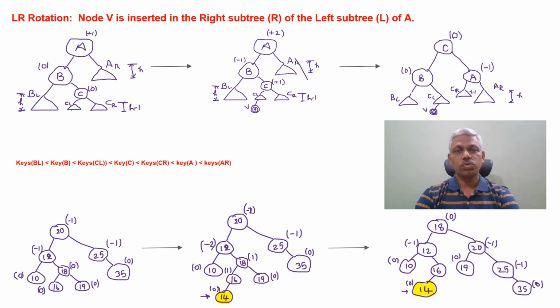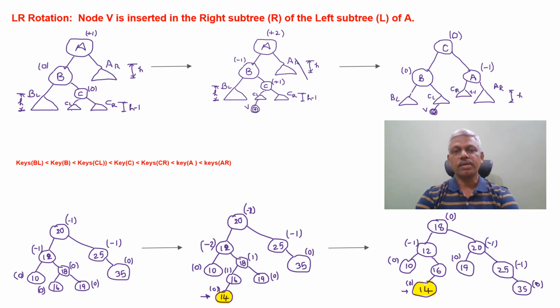Again, to do this, the important observation here is comparison of keys. Just like in the previous slide, keys of the left subtree BL should be less than keys of B, which are less than keys of CL, less than C, keys of CR, then less than A, then keys of AR. This order has to be maintained throughout. By keeping this in mind, we can rotate the tree in such a way that we push C upwards and A downwards. A is the right child of C.